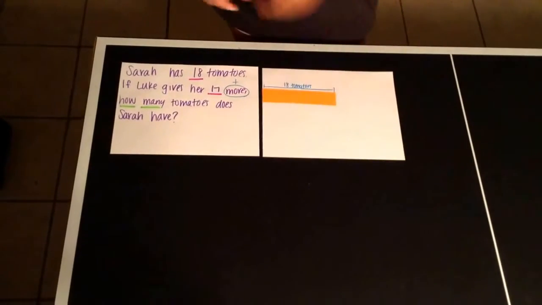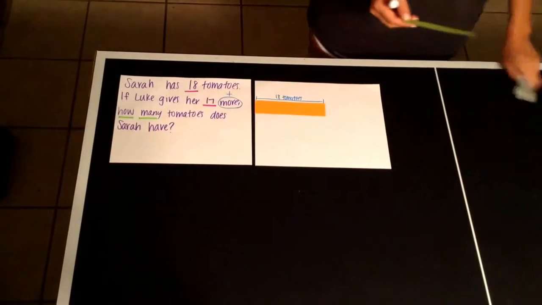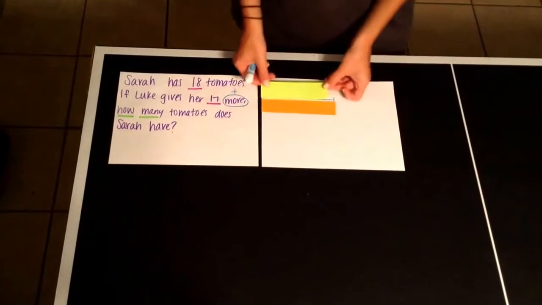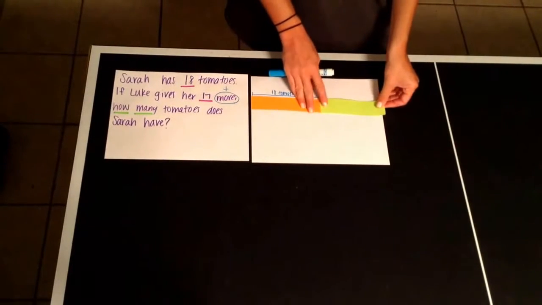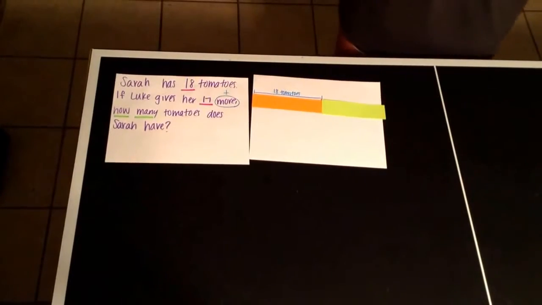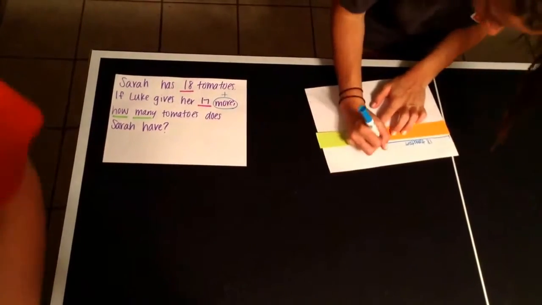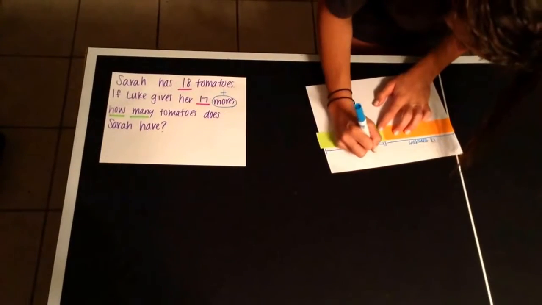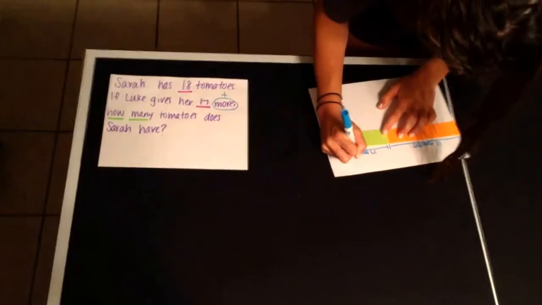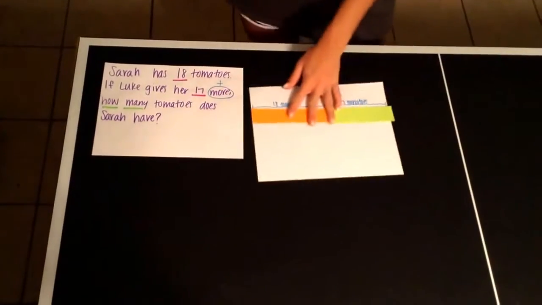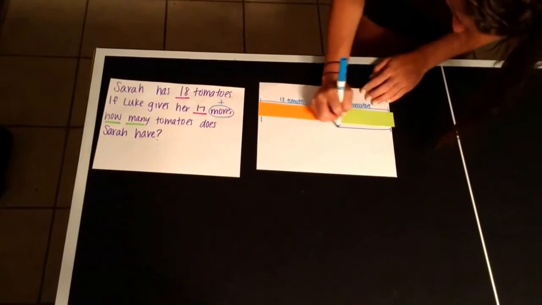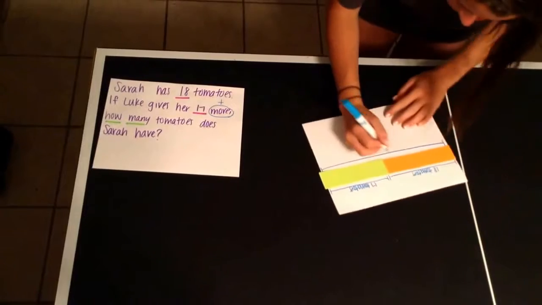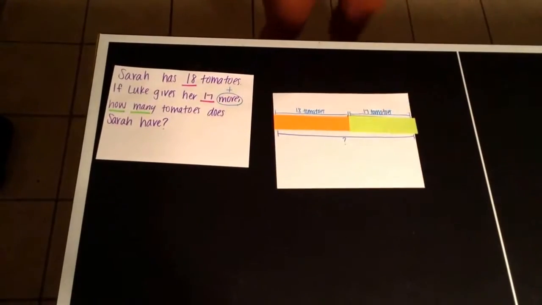that Sarah has. So if Luke is giving her 17 more, we're going to get a piece of paper that's just going to be a little less than our 18 because 17 is less than 18. We're going to add that on our paper right here. And this is the 17 tomatoes that Luke is giving her. So what we're looking for now is our total amount, which is going to be right here to right here. This is how many tomatoes we're looking for that Sarah now has.